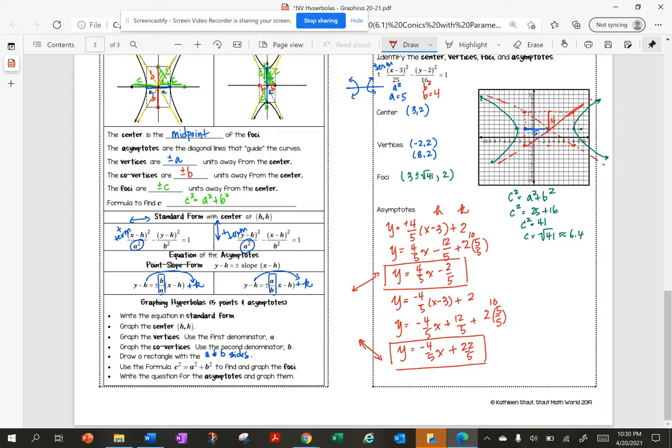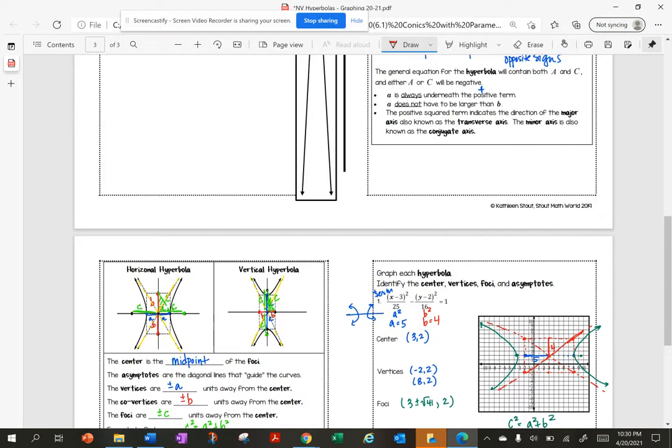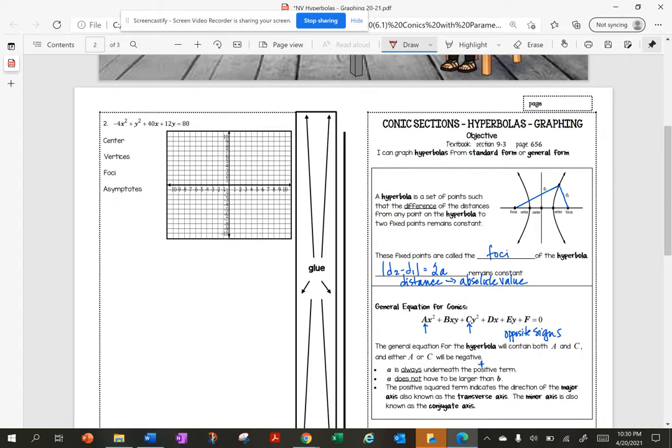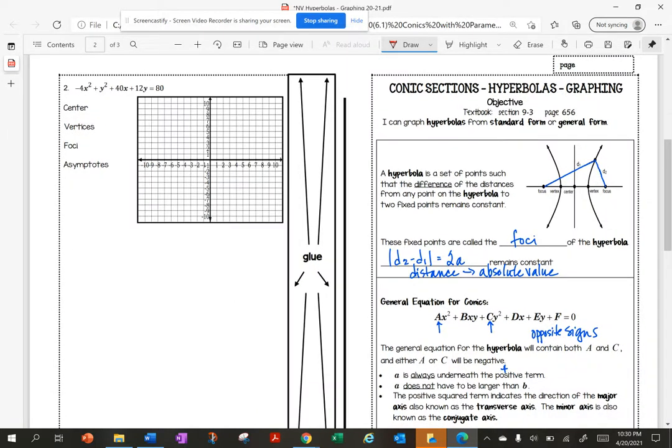Okay, I have one more example. So this time I'm going to not start in standard form. So I have the general form, and I'll need to complete the square first and then do the whole process. So I'm going to start with completing the square.